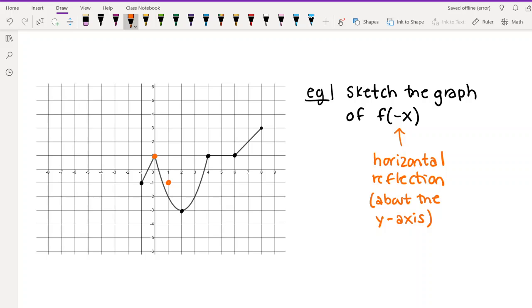Our next point is 2, -3, and so that one is instead going to be -2, -3. The next point on the original function is 4, 1, and so now it's going to be -4, 1. Then we have 6, 1, and so that's going to be -6, 1. And then we have 8, 3, and that's going to be -8, 3. So just leaving the y coordinates the same, flipping the sign of the x coordinates.